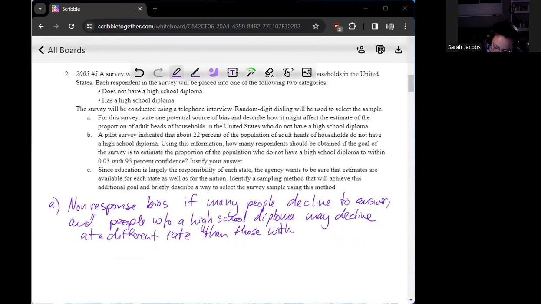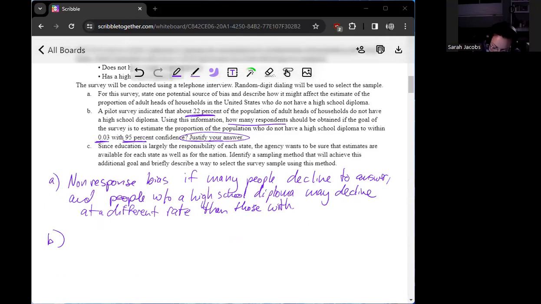Part B, a pilot survey indicated that about 22% of the population of adult heads of household do not have a high school diploma. Using this information, how many respondents should be obtained? So what sample size do we need? If the goal of this survey is to estimate the proportion of the population who do not have a high school diploma to within 3% with 95% confidence, and justify your answer. Justify your answer, show your work.